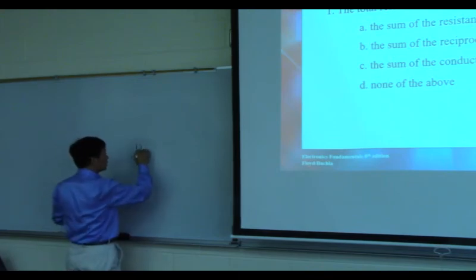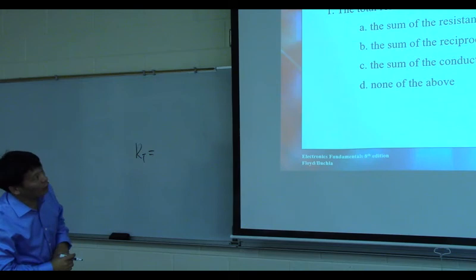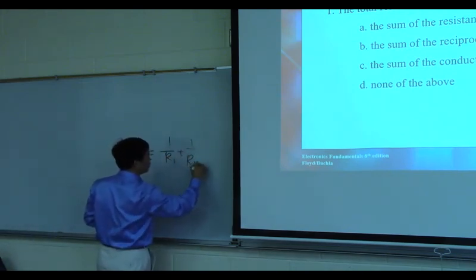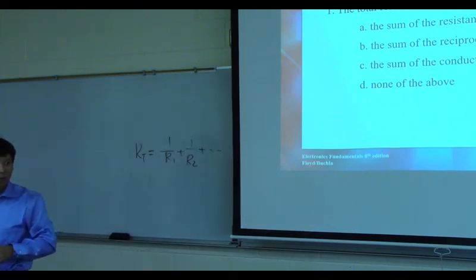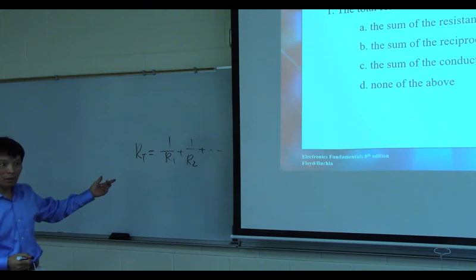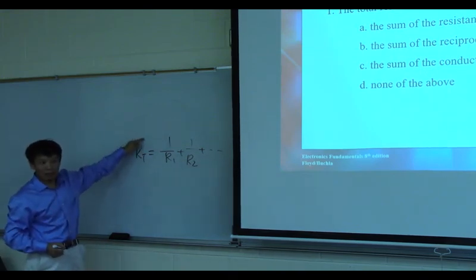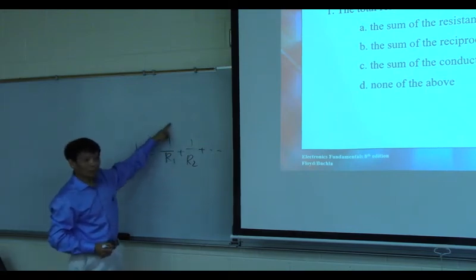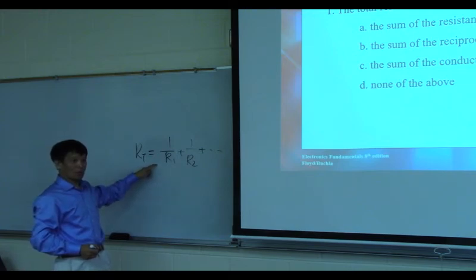The total resistance equals the sum of the reciprocal of the resistance, which equals 1 over R1 plus 1 over R2 plus more. That is what you said, right? So is this good? Then you use conductance. What is this? Resistance, right? But it's just a different name. What is this? That's the reciprocal. That's conductance.